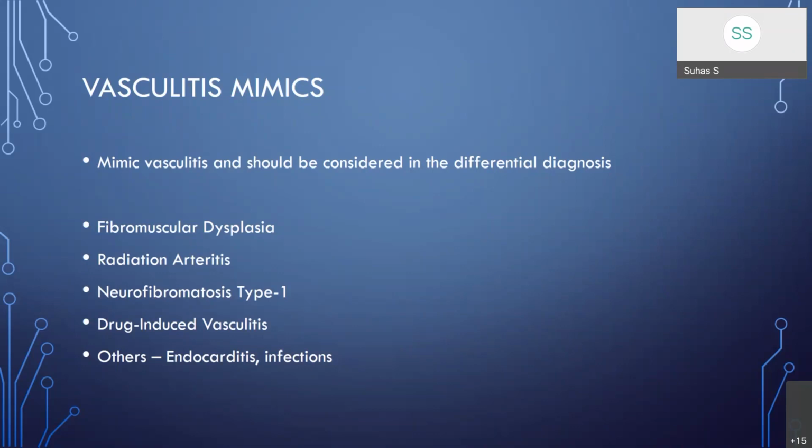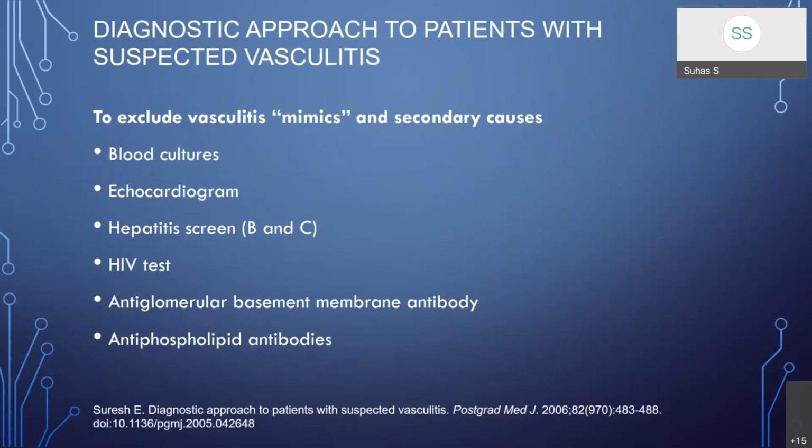So coming to an approach to a patient with suspected vasculitis, first we need to exclude the mimic, and we need to examine for secondary causes. So to exclude the mimic, we can do blood cultures, echocardiogram. To rule out the viral infection, we can do hepatitis B and C screening and HIV screening. And to find the secondary causes, we can do anti-glomerular basement membrane antibodies, especially in children presenting with glomerulonephritis and pulmonary hemorrhage. And we can also do antiphospholipid antibodies.